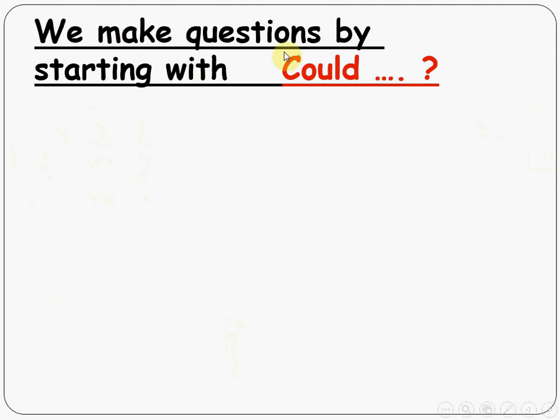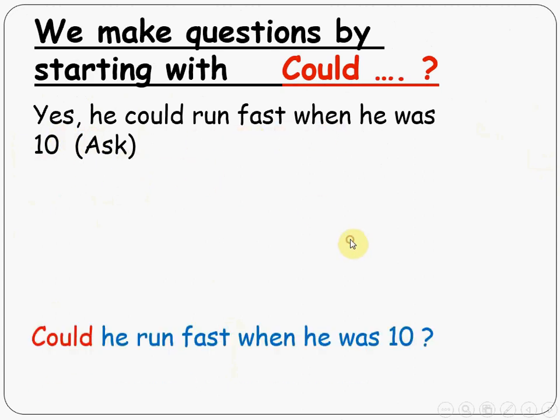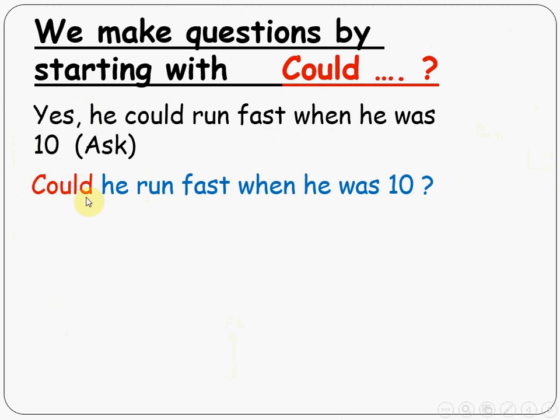Okay, we make questions by starting with could. So here, yes, he could run fast when he was 10. Let's ask. Okay, see? We started with could. So could he run fast when he was 10? So again, the question with could, I start with writing the word could. And it's the same with can. I start with can, and here the same. I start with could. So could he run fast when he was 10?